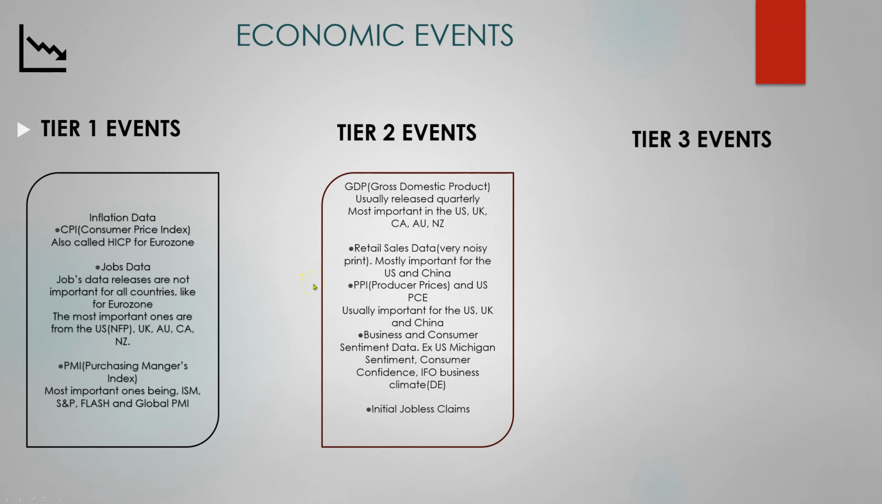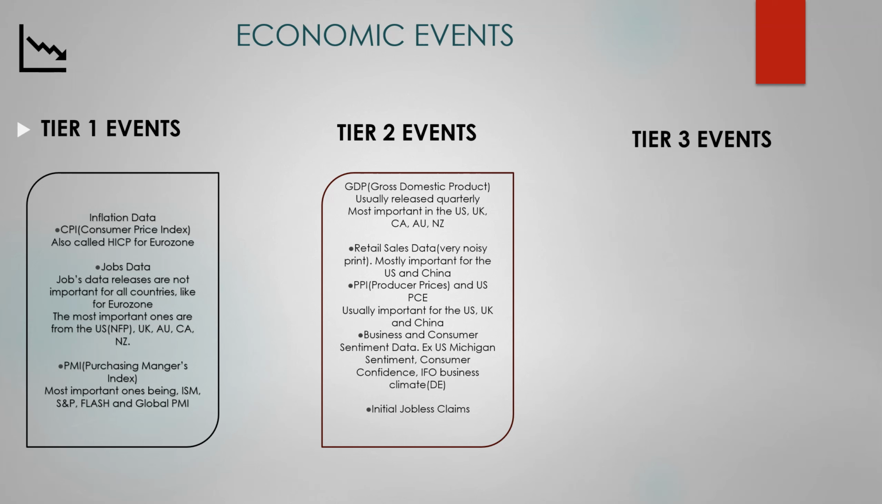And another tier 2 event is the PPI, which is the Producer Price Index, and also the US PCE. This one is mostly important in the US, the UK, and also China. I'm highlighting these countries so you know the different ones that are important and you keep that in mind. Another tier 2 event is the business and consumer sentiment data. An example is the US Michigan sentiment data. We have the preliminary and the final.